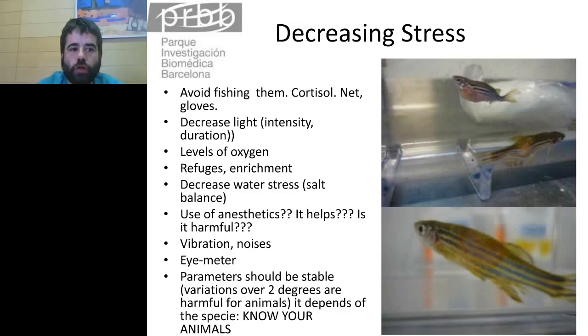The eye meter is the things that you can measure by eye and you can't explain. This is usually when you work with fish, you should know that if I do this, the fish are better or not. I can't explain, but I know it. So this is for me the eye meter, and we are really used to using this eye meter. Another thing is, depending on the species, some kind of tricks will act much better and other ones will be worse. So you must know your animal and your species.